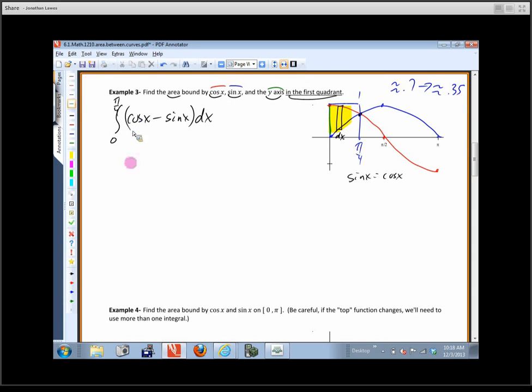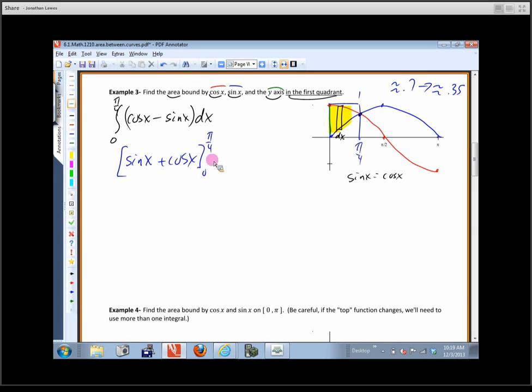Antiderivative of cosine is? Sine, very good. Antiderivative of negative sine? Cosine. Now, don't get too carried away. Double check and make sure you have the right antiderivative. By now, we're pretty good at evaluating definite integrals. If I differentiate sine, do I get cosine? If I differentiate cosine, do I get negative sine? Okay, is that the right answer? Yes, it is. Okay, we're going to evaluate this from 0 to pi fourths.